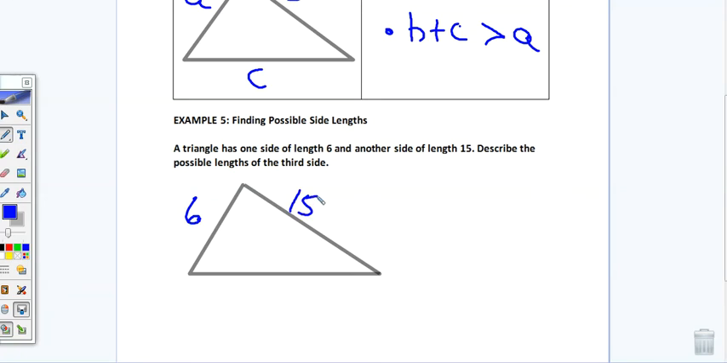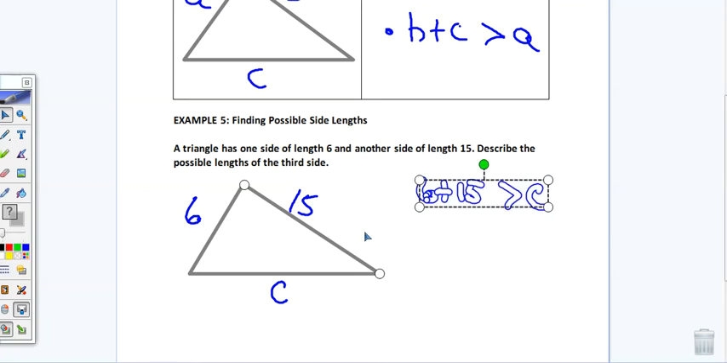Okay? So what this is saying is this, kids. I don't know what this third side is. But I know right here from the following, kids, that 6 plus 15 has to be greater than what? Side C. Okay? What is 6 plus 15? That'd be 21. So I know that 21 is greater than C.